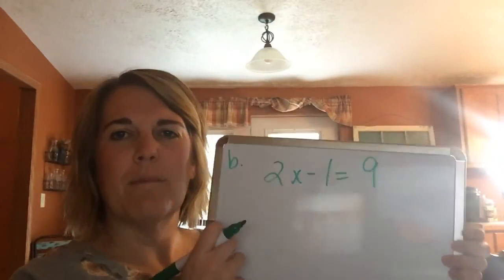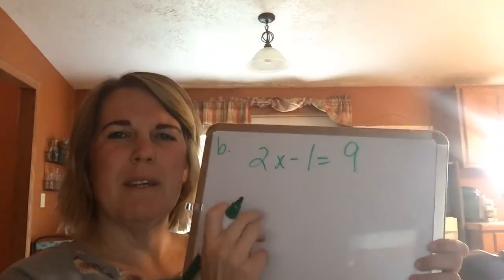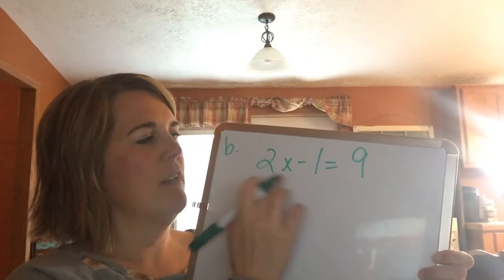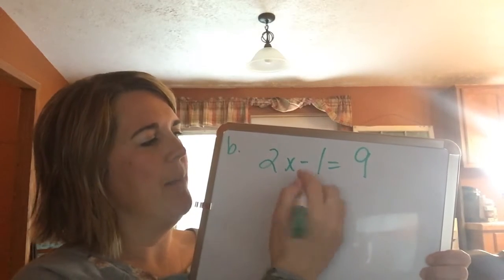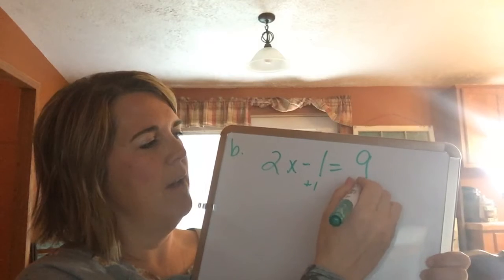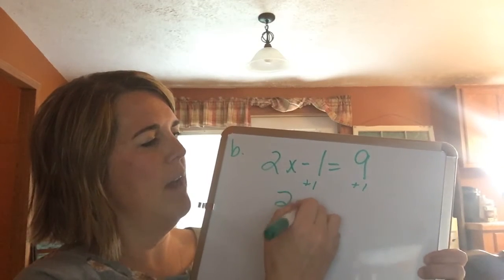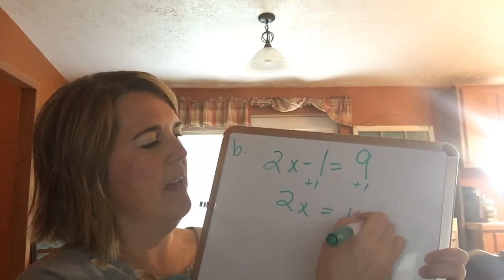B is 2x minus 1 equals 9. Okay, same thing. I need to get the opposite. I need to get 2x by itself. So I'm going to add 1, add 1. So now I have 2x equals 10.